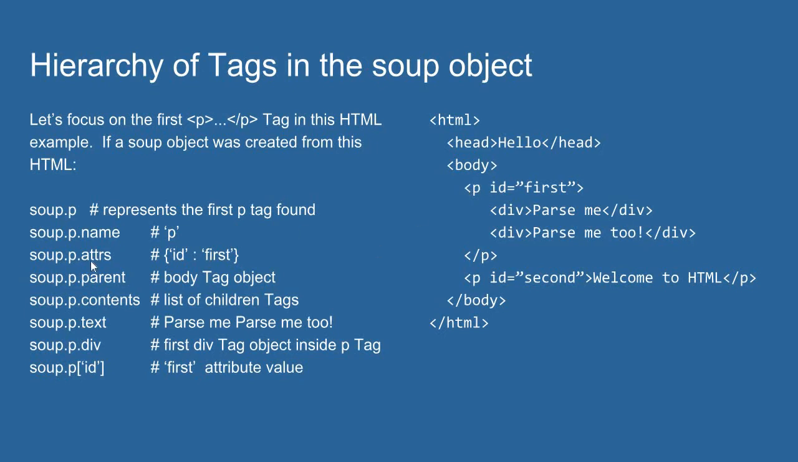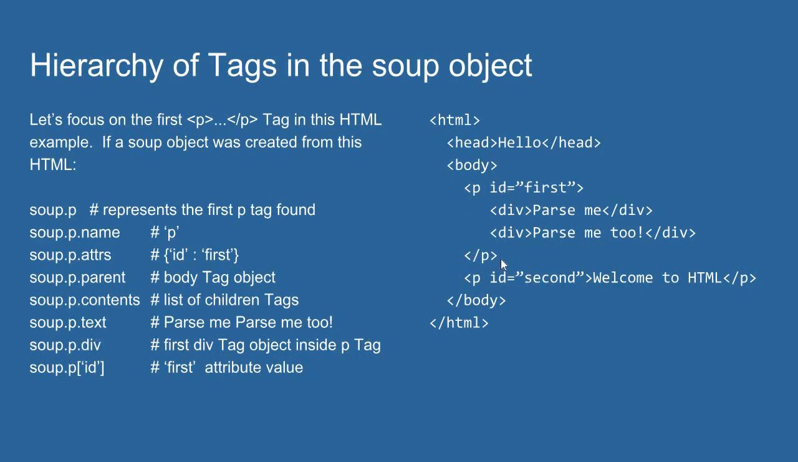If I say soup.p.attrs, I'm retrieving the attributes of the first p tag. Well, the attributes here are id is the attribute name, first is the value, so this would return a dictionary of the id and its value. Soup.p.parent, I would retrieve the parent tag of this first p. So if I go to the first p and get its parent, this would return the body tag. P.contents would return a list of all the children tags of the p. This first p tag right here has 2 children, so p.contents would return a list containing 2 div tags.